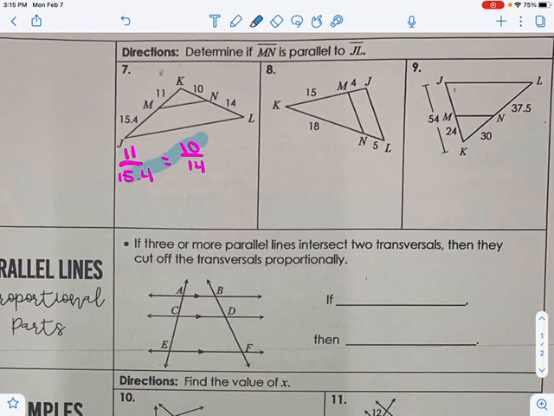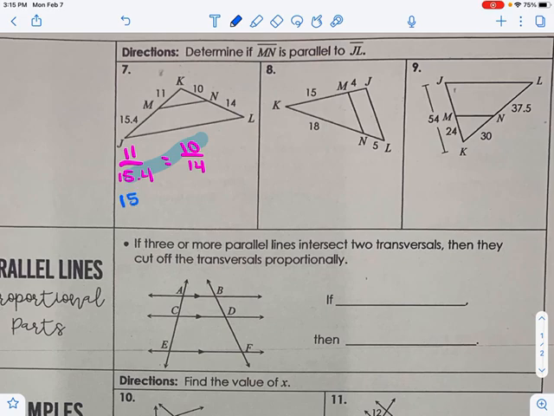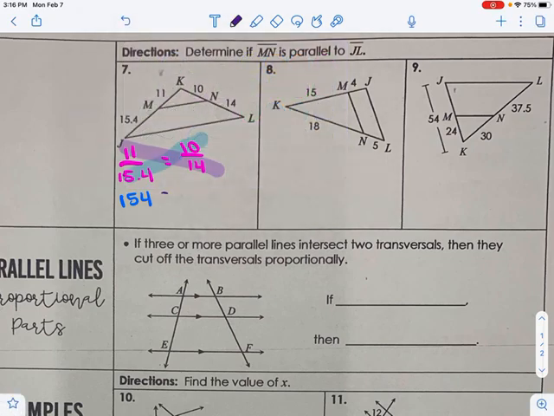And still cross multiply. What is that? 15.4 times 10 is 154. And then 11 times 14. If you put that in your calculator, you should get 154. So yes, these are parallel.